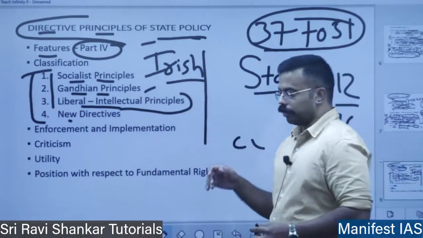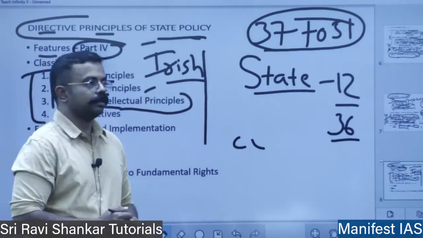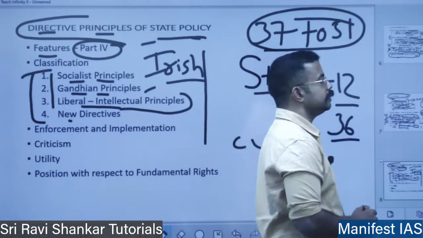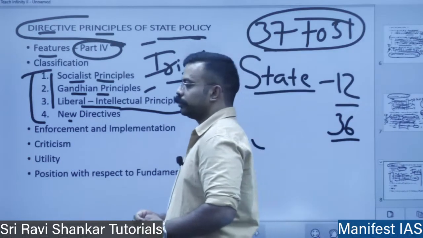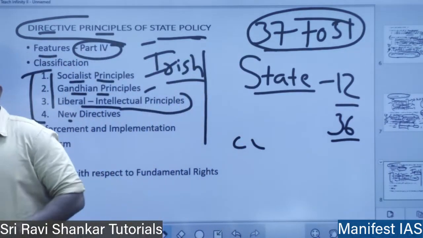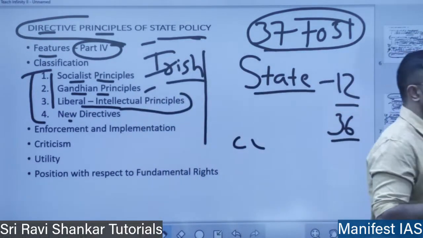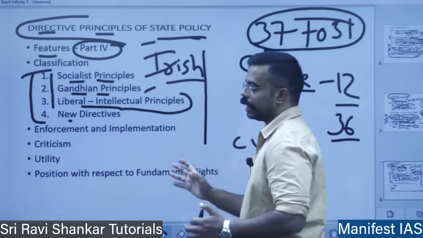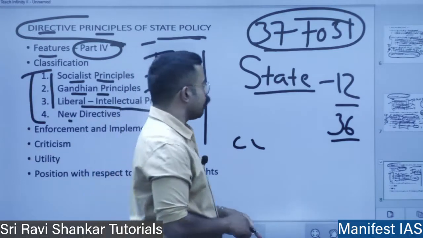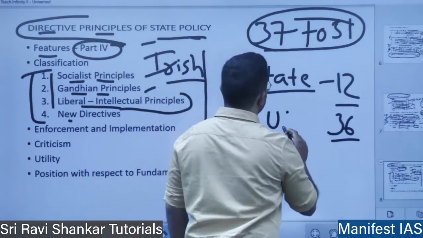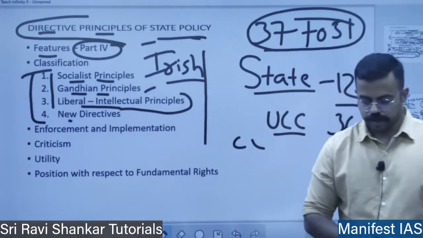So uniform civil code. Uniform civil code means what? We have separate laws for Hindus, Muslims, Christians and others for marriages. Hindus have the Hindu Marriage Act, Muslims have their own code, and intercaste marriages have the Special Marriages Act, and every religion has its own marriage, inheritance and divorce acts. So uniform civil code says you have to bring in a common act. So UCC, very very important, not yet enacted. Article 44, it's a liberal intellectual principle.